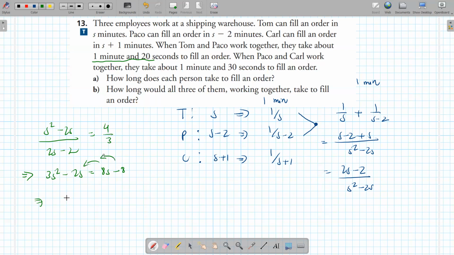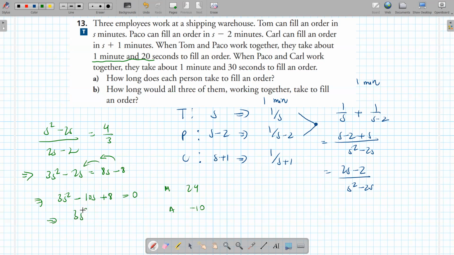Move everything to this side. So this becomes 3s squared minus 2s minus 8s is minus 10s, and that 8 is positive. This one's actually pretty simple. It multiplies to 24 and adds to -10. What are the numbers? Multiplies to 24, adds to -10. 6 and 4. Yes. -6 and -4. -6, -4 does it.